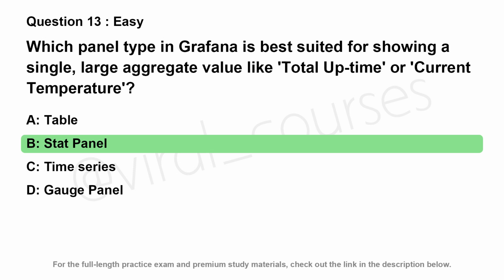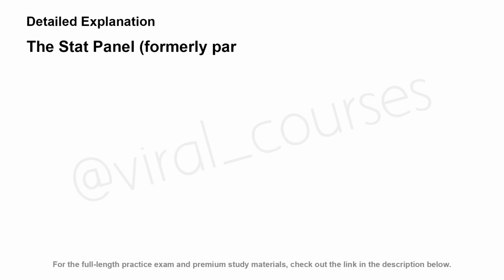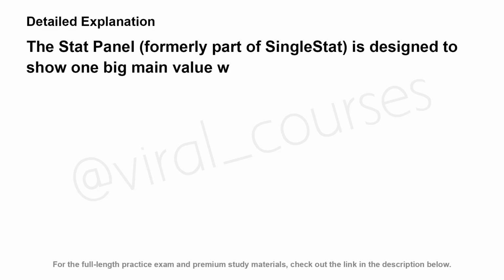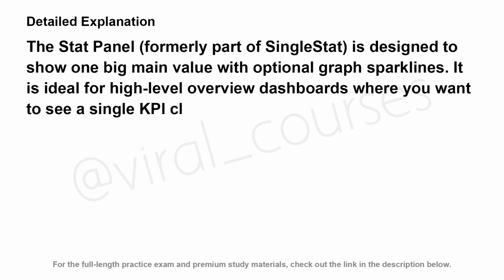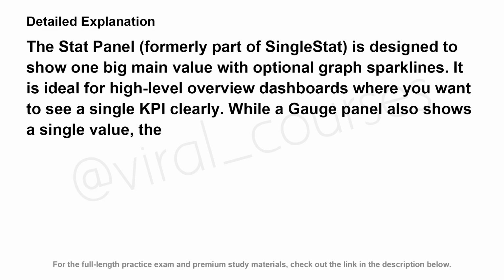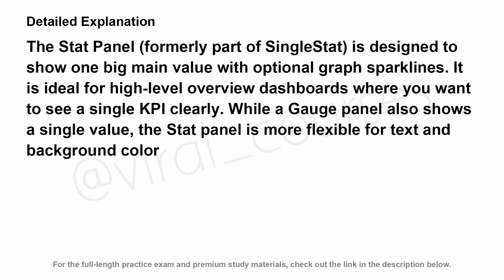The correct answer is B. The stat panel, formerly part of singlestat, is designed to show one big main value with optional graph sparklines. It is ideal for high-level overview dashboards where you want to see a single KPI clearly. While a gauge panel also shows a single value, the stat panel is more flexible for text and background coloring based on thresholds.